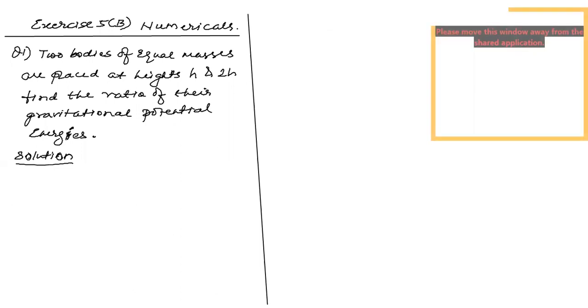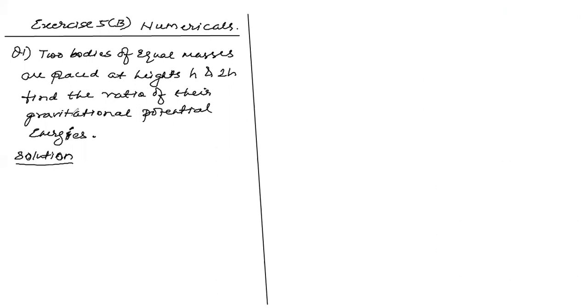Okay children, please pay attention. We start with it now. Something very simple, children. Question number 1. Two bodies of equal masses are placed at heights h and 2h. Find the ratio of the gravitational potential energies.